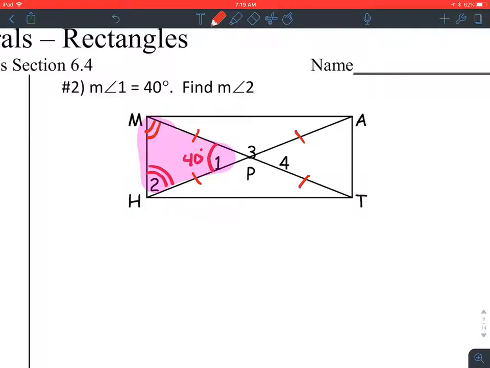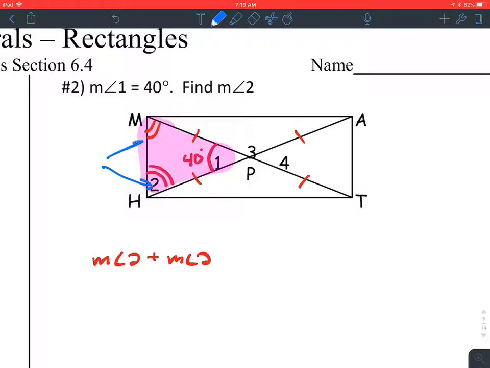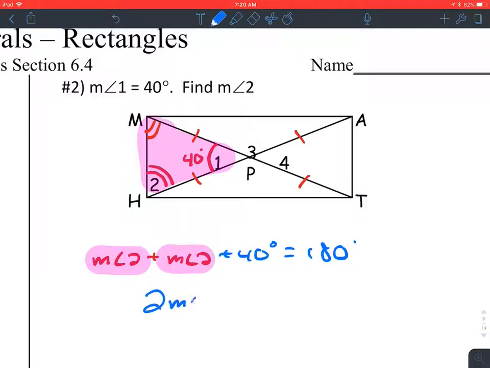Therefore, we could say that the measure of angle 2 plus the measure of angle 2, because I'm saying that these two angles here are the same, so I'm going to call them both measure of angle 2, plus 40 degrees equals 180. The angle sum theorem. If you sum up all the angles in a triangle, you get 180. Measure of angle 2 plus the measure of angle 2, those are variables. If you add those together, then we have 2 measure of angle 2's.